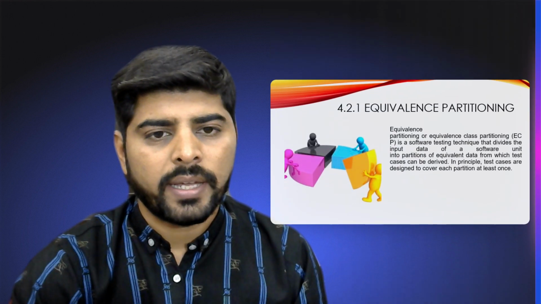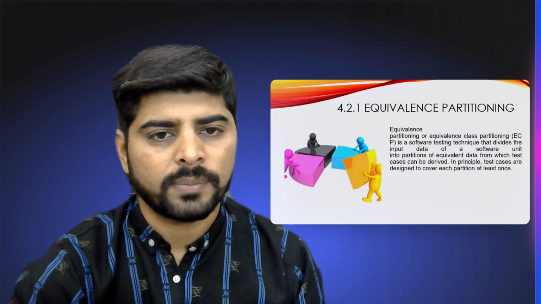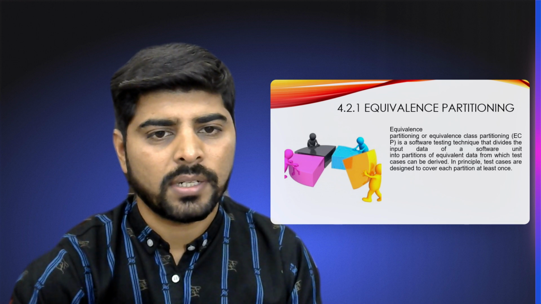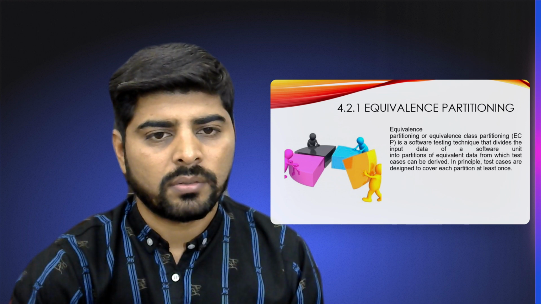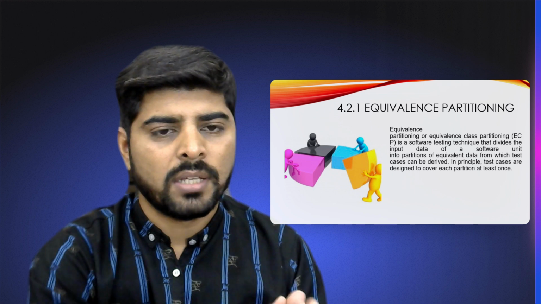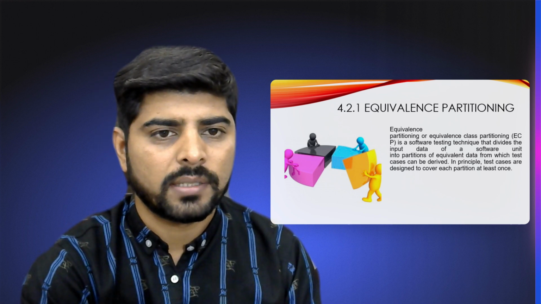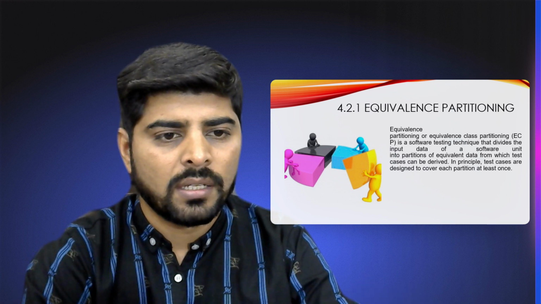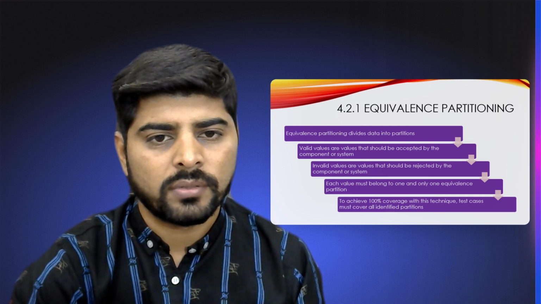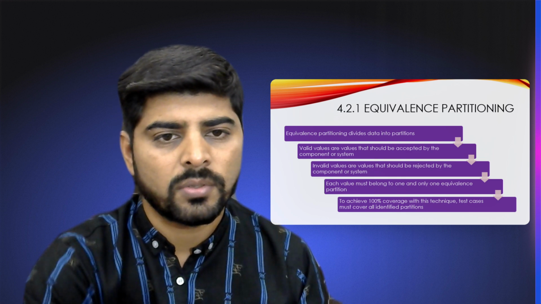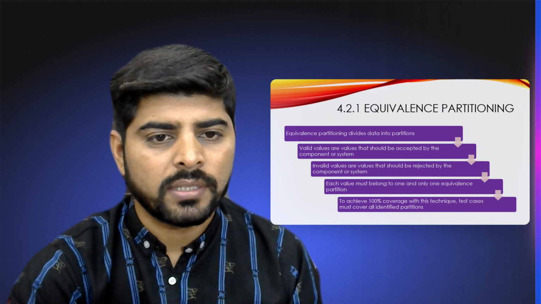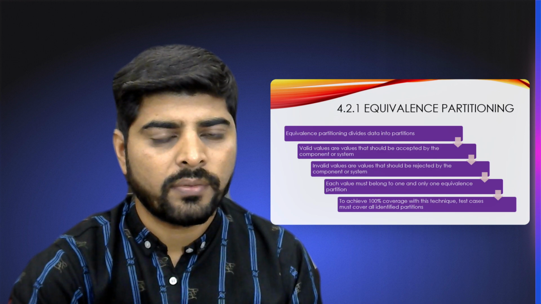I have discussed equivalence partitioning, which is also called equivalence class partitioning. ECP is a software testing technique that divides the input data of the software into partitions. The test cases are designed to cover each partition at least once. If we say we have done 100% test coverage, it means we have covered each partition. Equivalence partitioning divides data into partitions. Valid values are the values that the system should accept, and invalid values will be rejected. To achieve 100% coverage with this technique, test cases must cover all identified partitions.